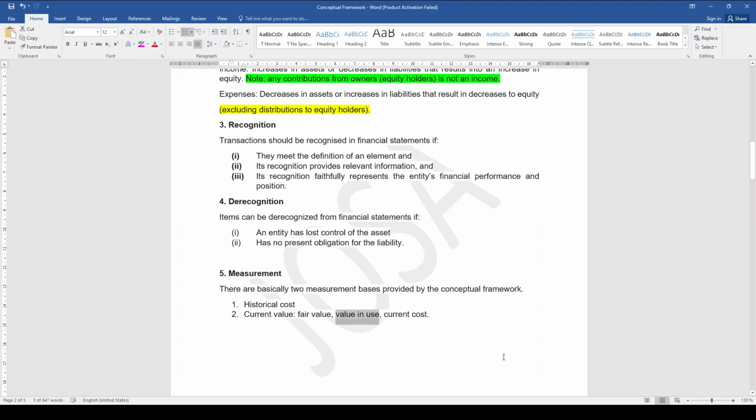Then for the current cost, if I have a machine I bought 5 years back, I can go to the market and check what is the current cost if I'm to buy the same machine with the same specifications on the market.